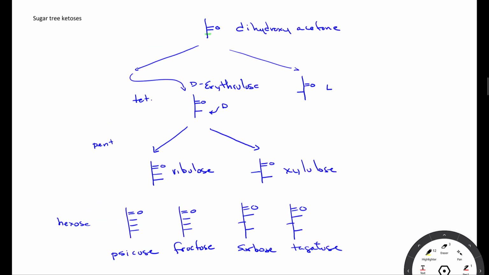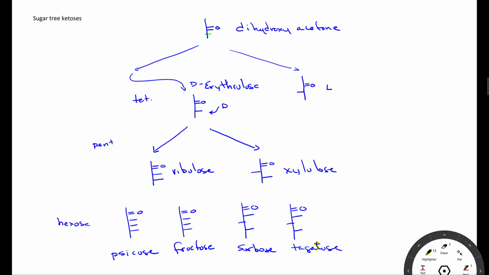So here are the structures. I drew them all out and named them. I want to point out I did make a mistake. I didn't read my own notes correctly. This is tagatose, not tagalose. And then there's sorbose and fructose and psychose at the bottom.